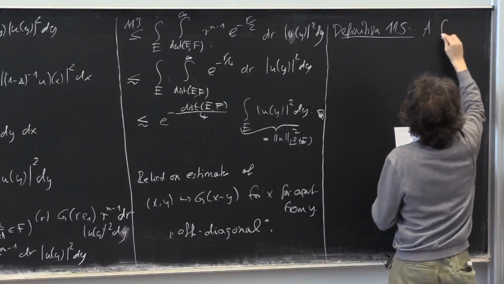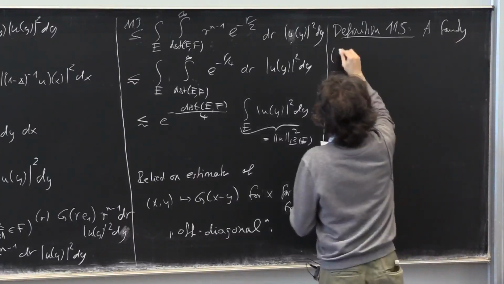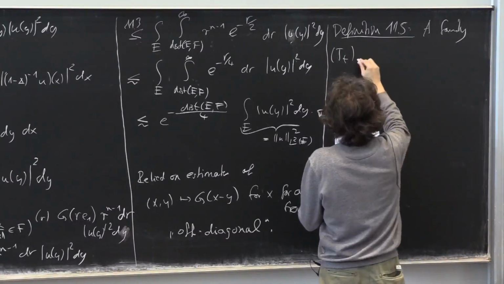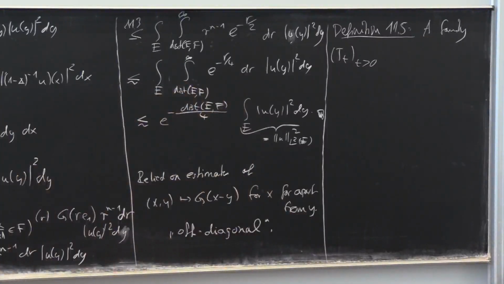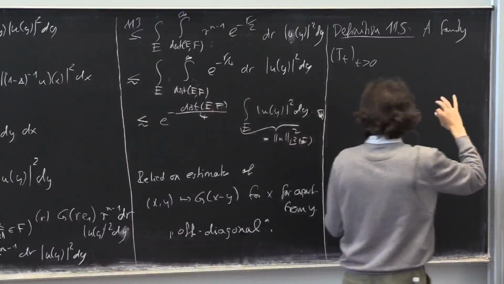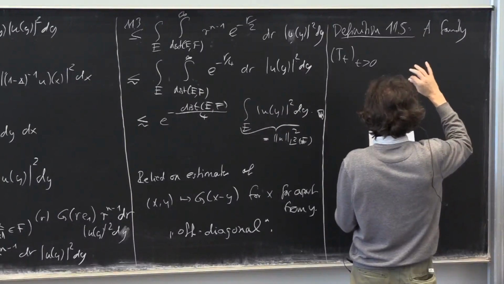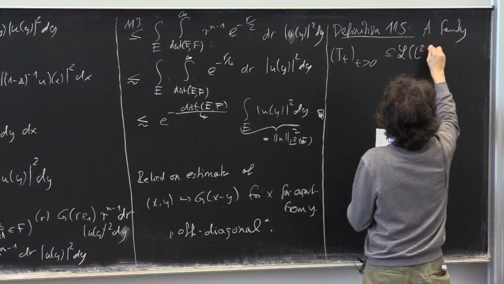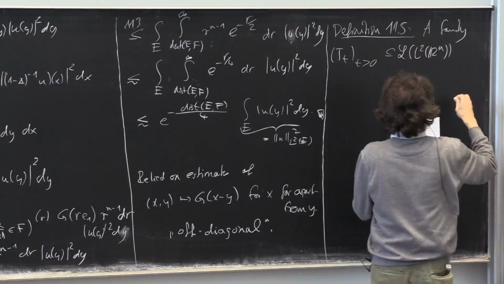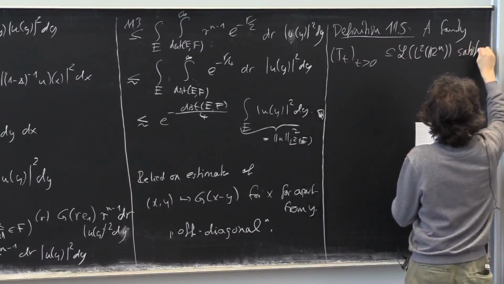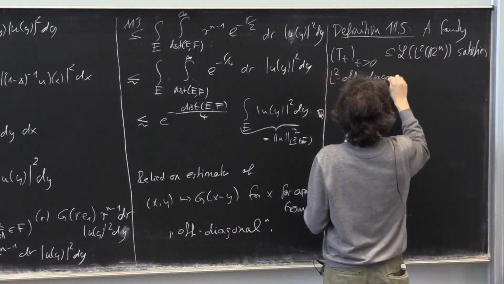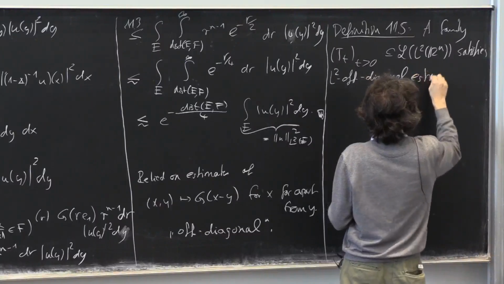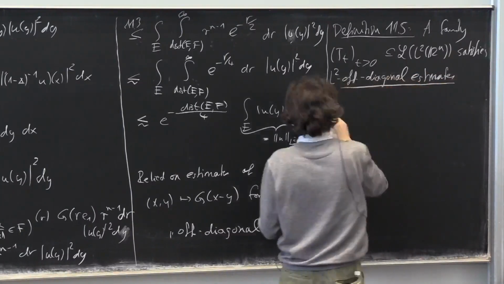Okay, so the family T greater than 0. But if you're confused by this family, just think of T equal 1 for the moment. Just take one operator. That's not the point. So a family of operators, of bounded linear operators on L2, is said to satisfy L2 off-diagonal estimates if you have the same behavior as for the Laplace here.